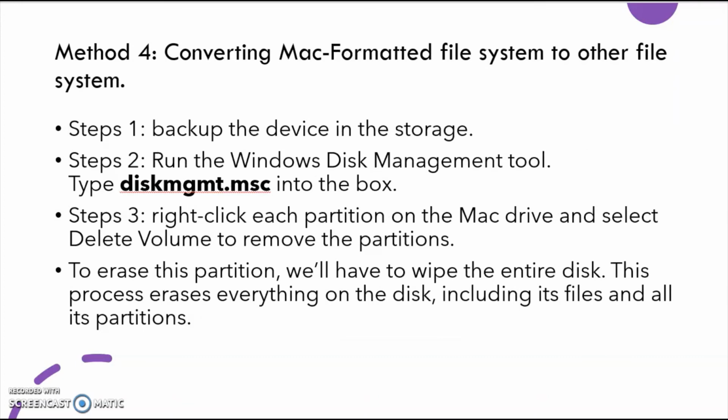Next, method 4. Converting Mac formatted file system to other file system. Step 1. Backup the device in the storage. Step 2. Run the Windows Disk Management tool. Type this command into the box. Step 3. Right-click each partition on the Mac drive and select Delete Volume to remove the partition. To erase this partition, we will have to wipe the entire disk. This process erases everything on the disk, including its files and all its partitions.